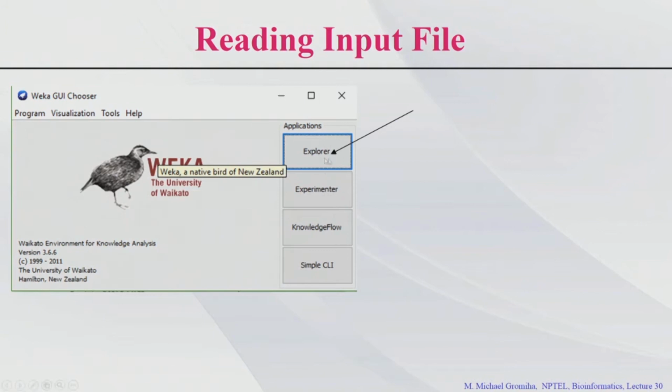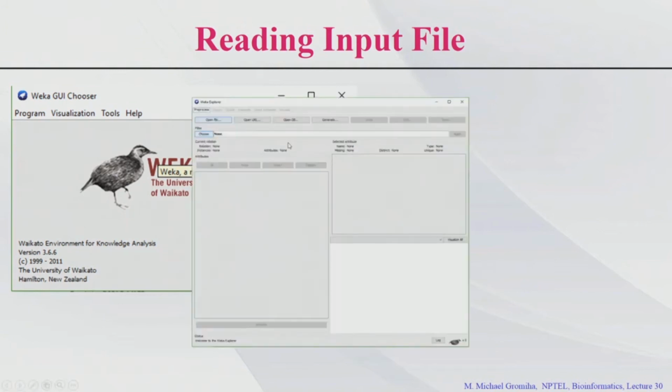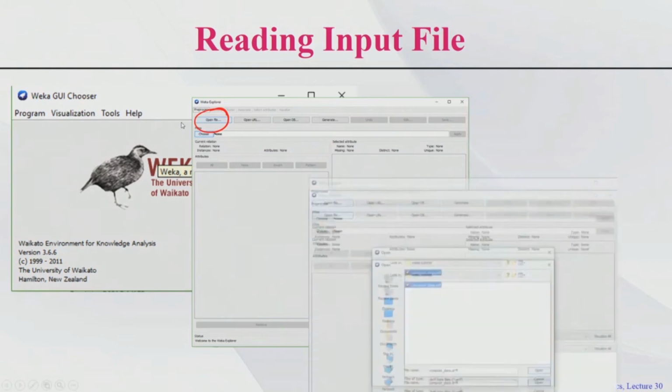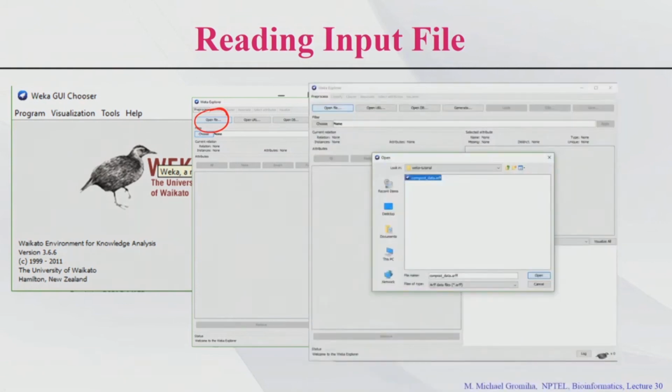So now what to do? If you click the Explorer, this will open a window with various options. First, we need to pre-process the data, that means we need to input the data. So, we have to open the file. If we click on open file, this will ask where we need to get the data. So, this is your computer, then this is the location of this file, which is in ARFF format.